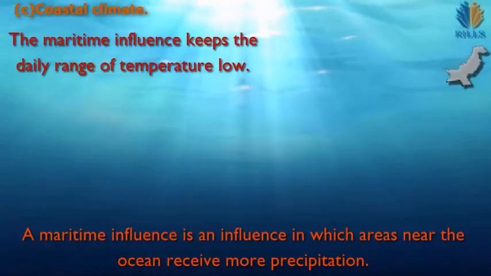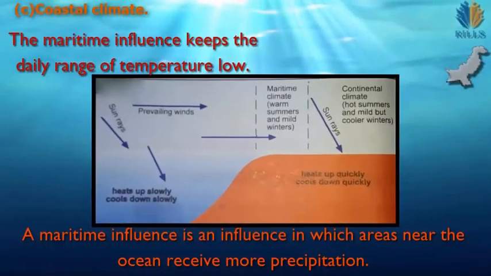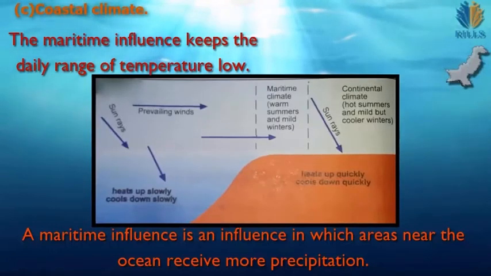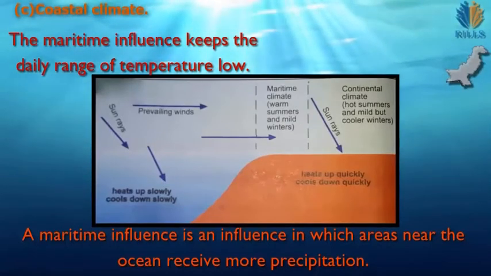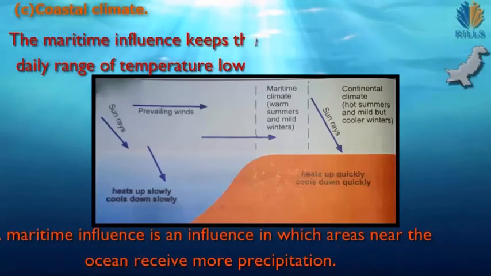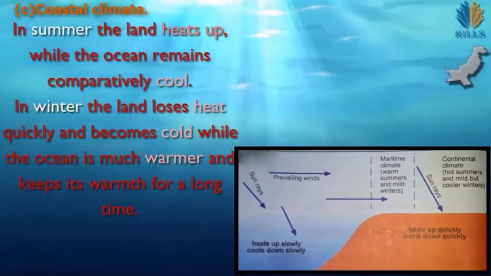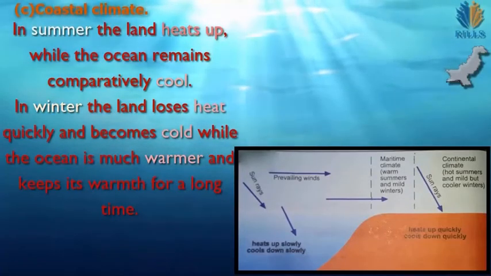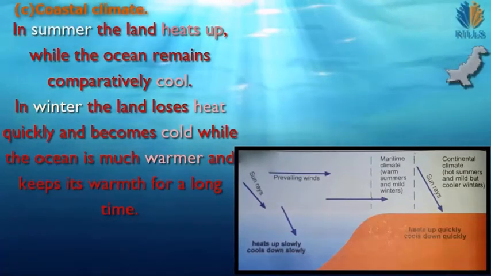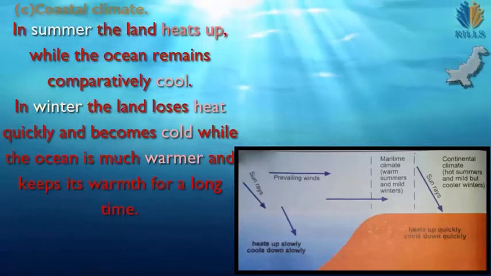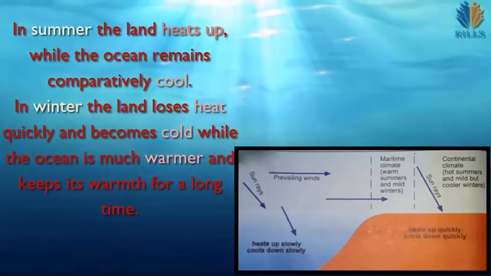A maritime influence is an influence in which areas near the ocean receive more precipitation. In summer, the land heats up, while the ocean remains comparatively cool. In winter, the land loses heat quickly and becomes cold, while the ocean is much warmer and keeps its warmth for a long time.